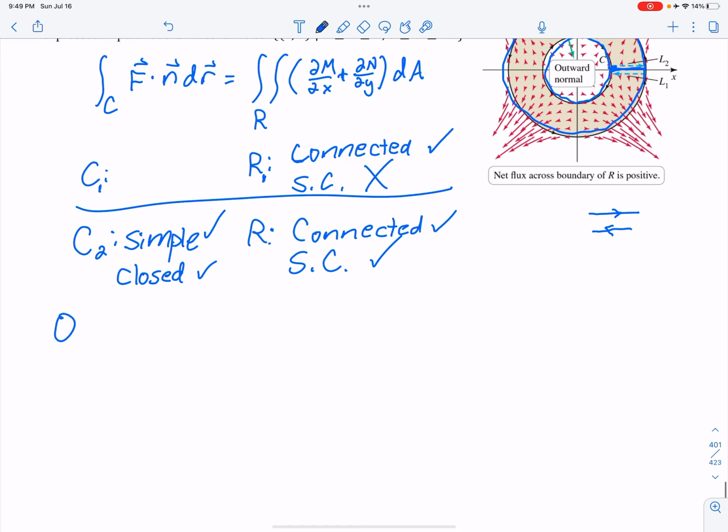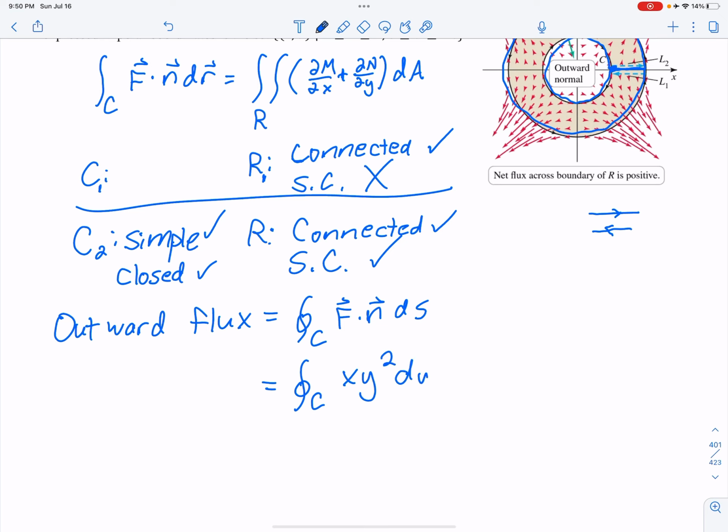All right, so outward flux. Remember, this is like a crosswind. It is the integral over the closed simple path C of our vector field dotted with n ds, which is the same thing as the integral over C of xy squared dy minus x squared y dx. That's the definition of that.